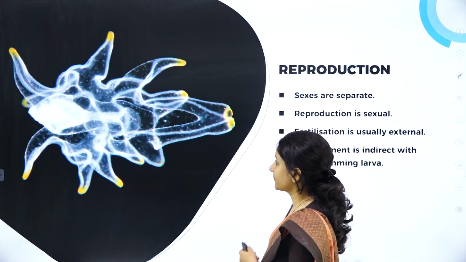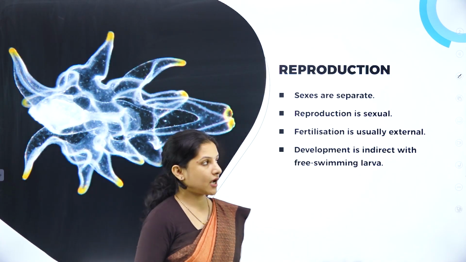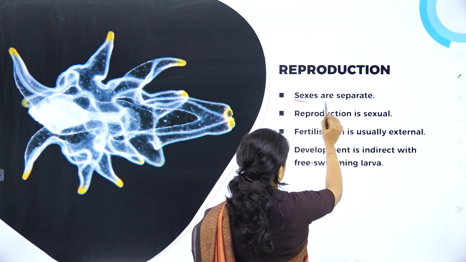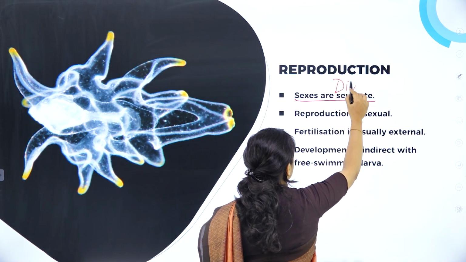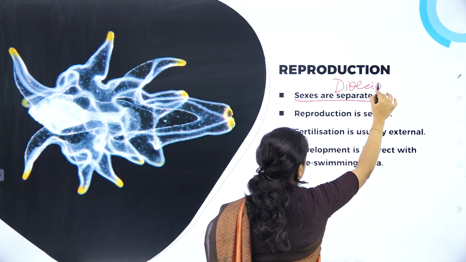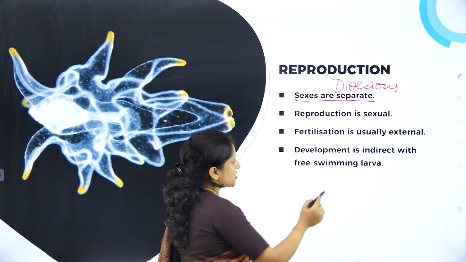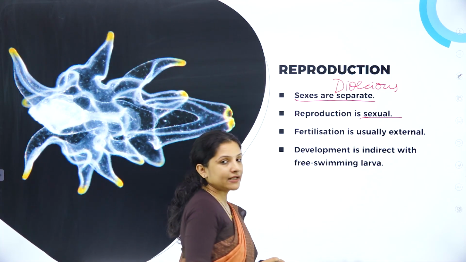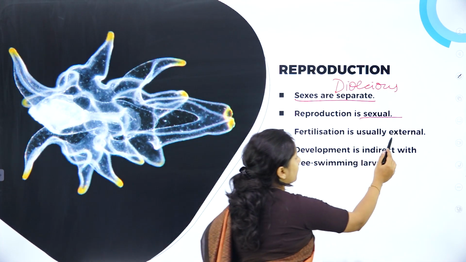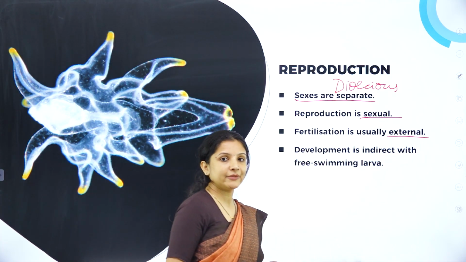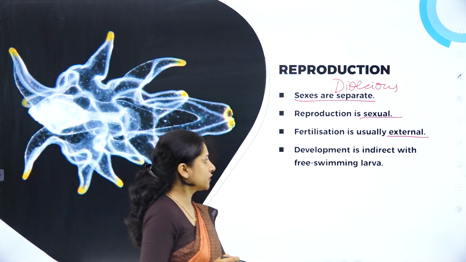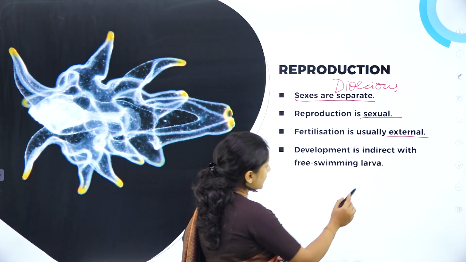Next, talking about the reproduction, the sexes are separate, meaning they are dioecious, whereas the female and the male echinoderms are separate. And the reproduction is sexual. Fertilization is external, wherein the fusion of the male and the female gamete will take place outside the body of the organism. And development is indirect.